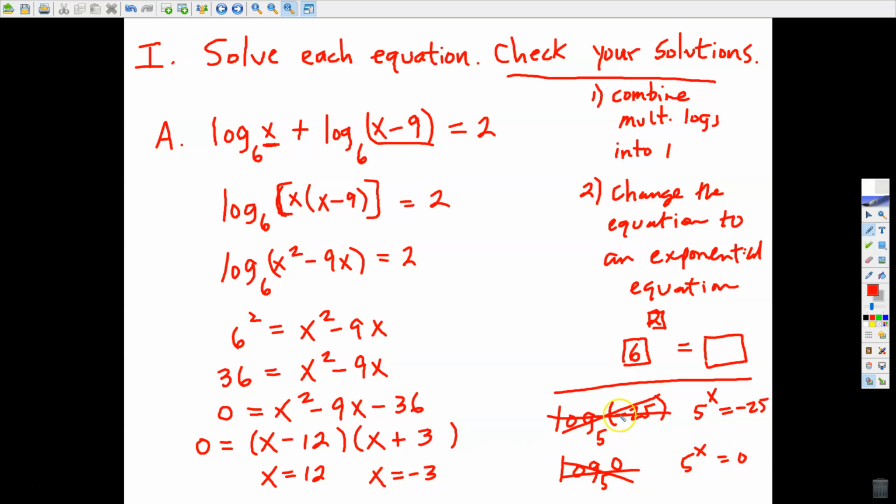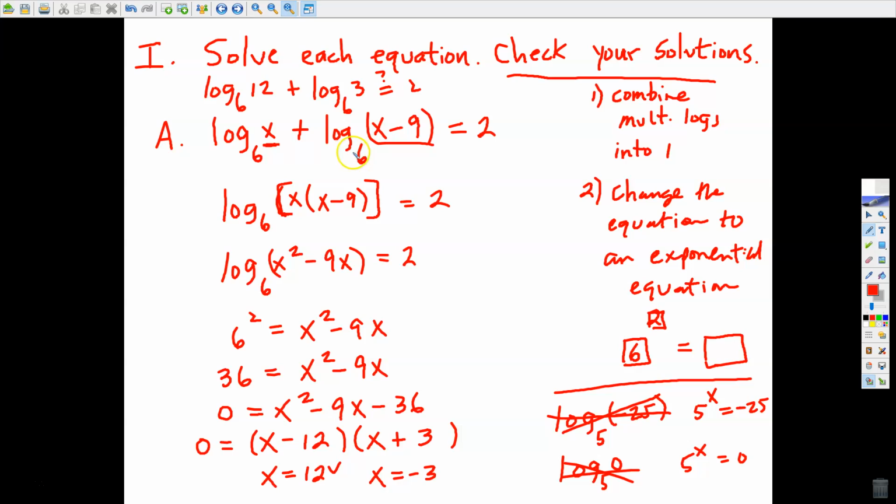So we need to guard against this happening when we come up with a solution. You could use your calculator and go back to your original problem and plug in, let's just see what happens if I let x be 12. I got log base 6 of 12, and then log base 6 of 12 minus 9, which is 3, and I want to know if that equals 2. Well, according to the product property, if I put these two together, it would be log base 6 of 36, which is 2. So 12 is a good answer.